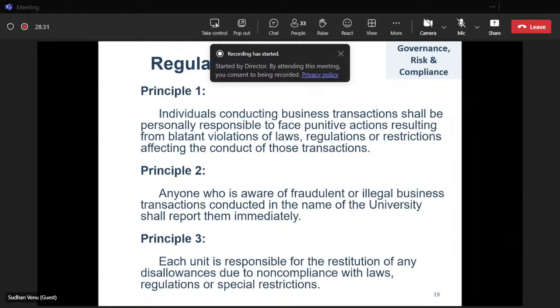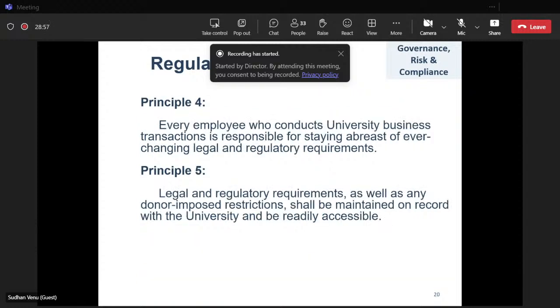Principle two: anyone who is aware of a fraudulent or illegal business transaction conducted in the name of the university shall report it immediately. If you face any fraudulent or illegal business transaction, you have to report it to the university or to your immediate manager. Principle three: each unit is responsible for the restitution of any disallowances due to non-compliance with laws, regulations, and special restrictions. Principle four: all employees who conduct university business transactions are responsible for staying up to date with every changing legal and regulatory requirement.